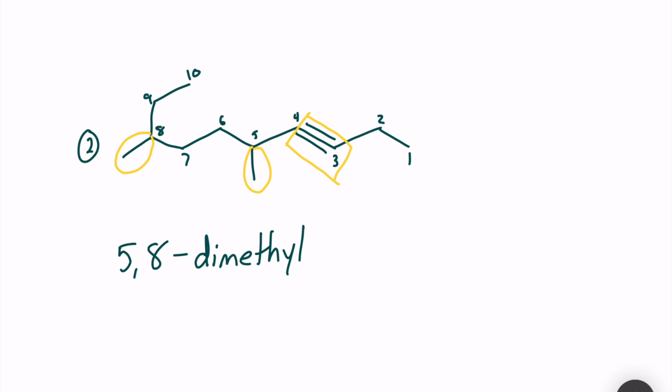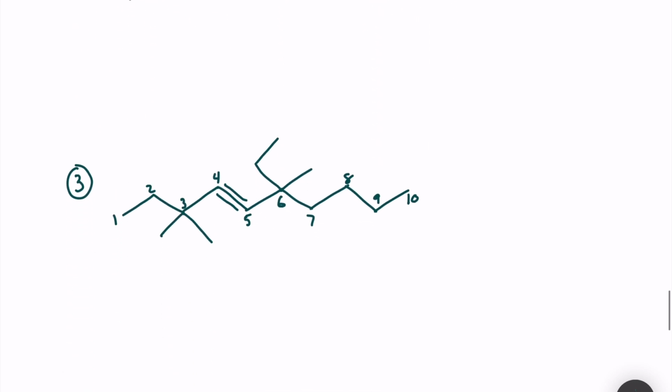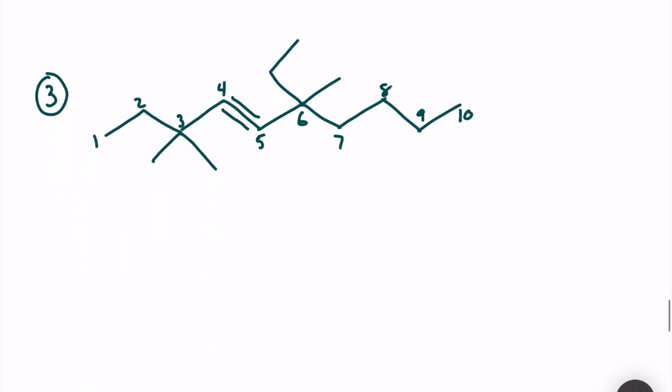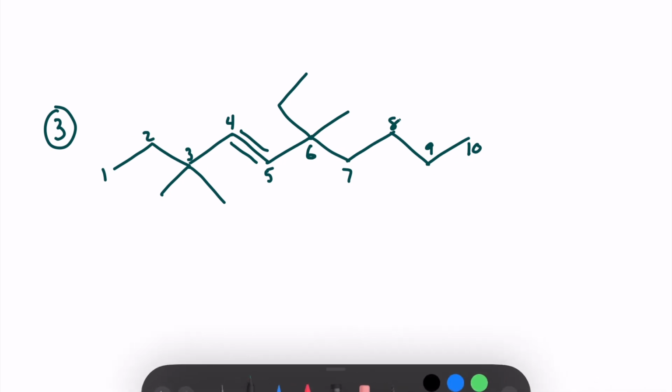And finally, we can take a look at the parent chain. It is 10 carbons long, so we can write DEC. And our triple bond is on carbon number 3, so we can write 3 and our ending YNE. So this compound is called 5,8-dimethyl-dec-3-ine. Okay, and we have one more example here to go through. Let's take a look. This one looks a little bit more confusing, but I will break it down for us.